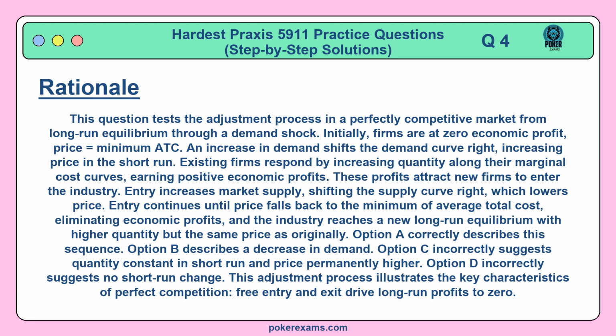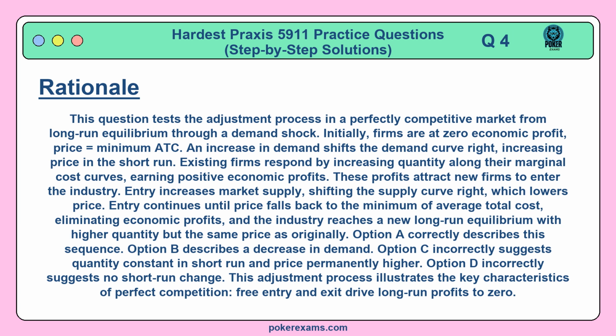Entry increases market supply, shifting the supply curve right, which lowers price. Entry continues until price falls back to the minimum of average total cost, eliminating economic profits, and the industry reaches a new long-run equilibrium with higher quantity, but the same price as originally. Option A correctly describes this sequence.